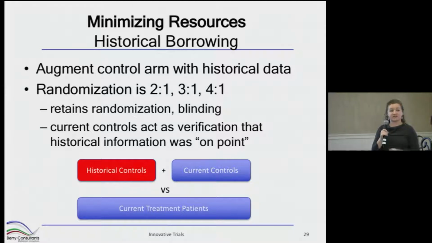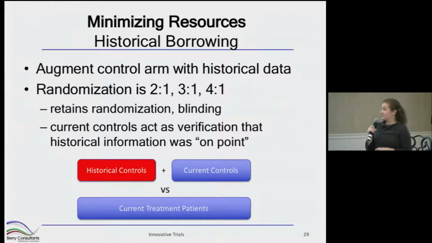So instead of a 1-to-1, we can maybe do a 2-to-1, a 3-to-1, or even more extreme, so that more of our patients are receiving the experimental therapy, fewer of them are receiving the control arm. But because we're using that historical data, that helps to augment our data on the control arm.